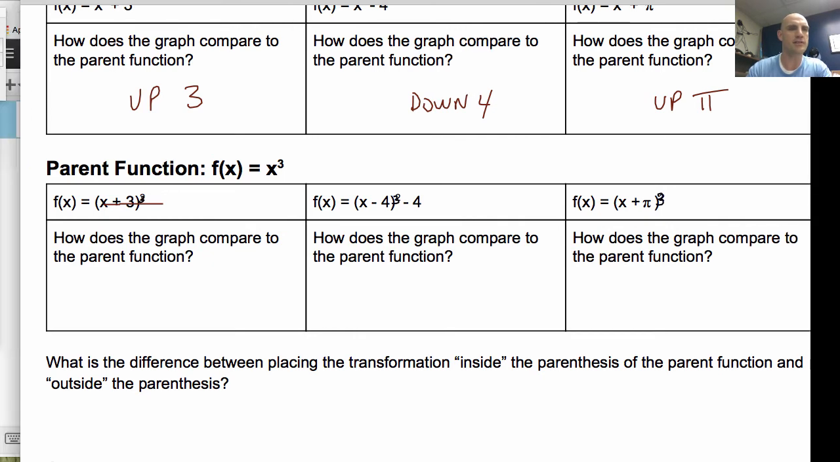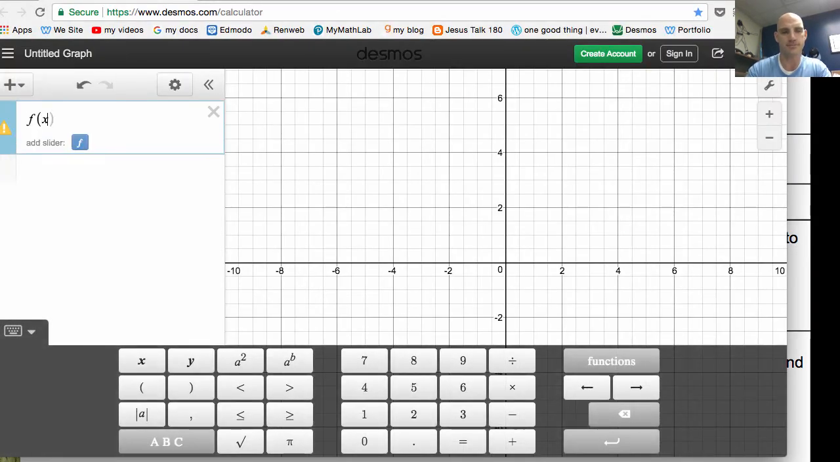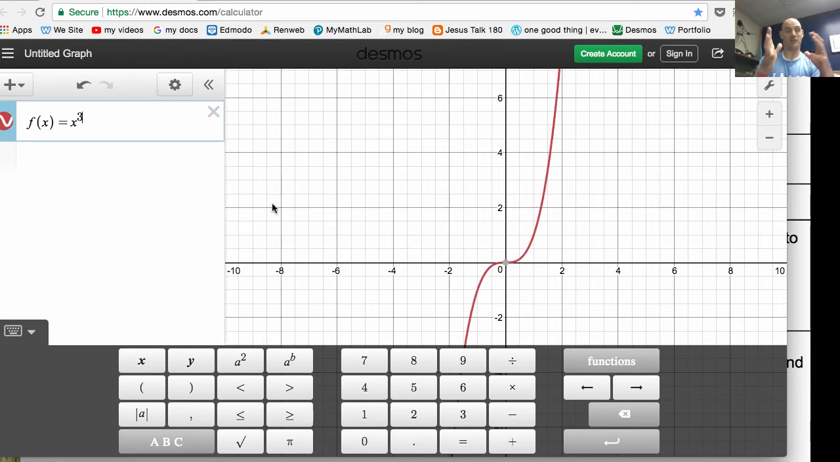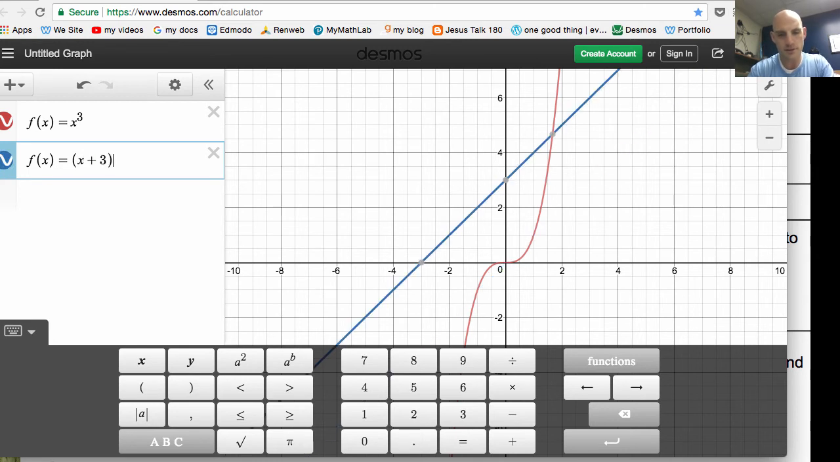And so what I'm going to do is graph f of x equals x cubed to give me an idea. This is my parent function, right? This is one we just talked about. So it looks like that sideways s. And the one that I'm asking you to graph is x plus 3, so f of x is equal to x plus 3 cubed.